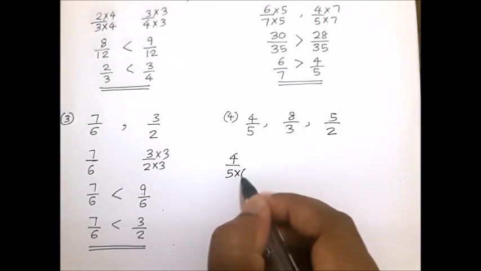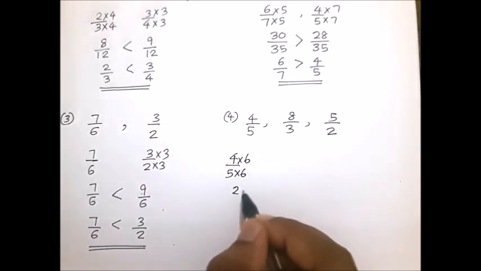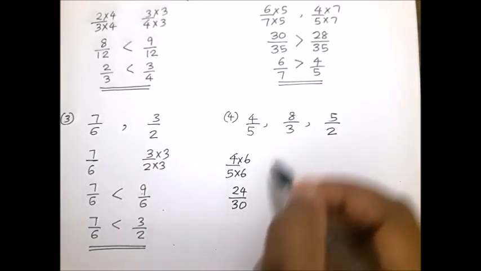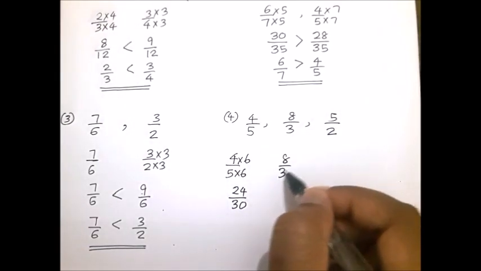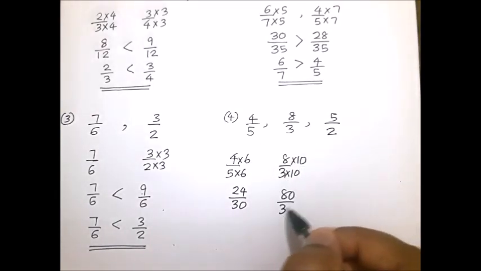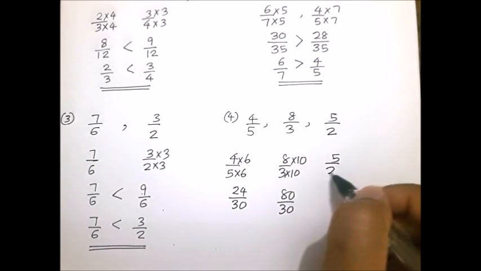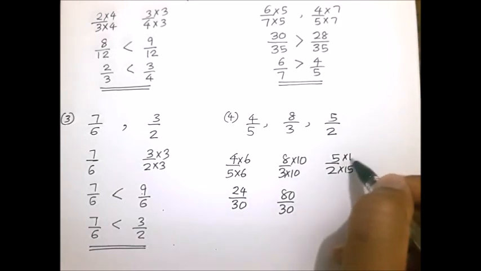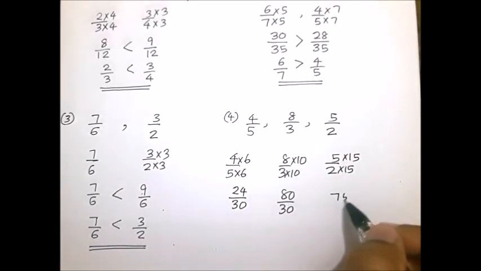Multiply the first one by 6. It is 24 over 30. Multiply the second fraction by 10. It is 80 over 30. Multiply the third one by 15. It is 75 over 30.